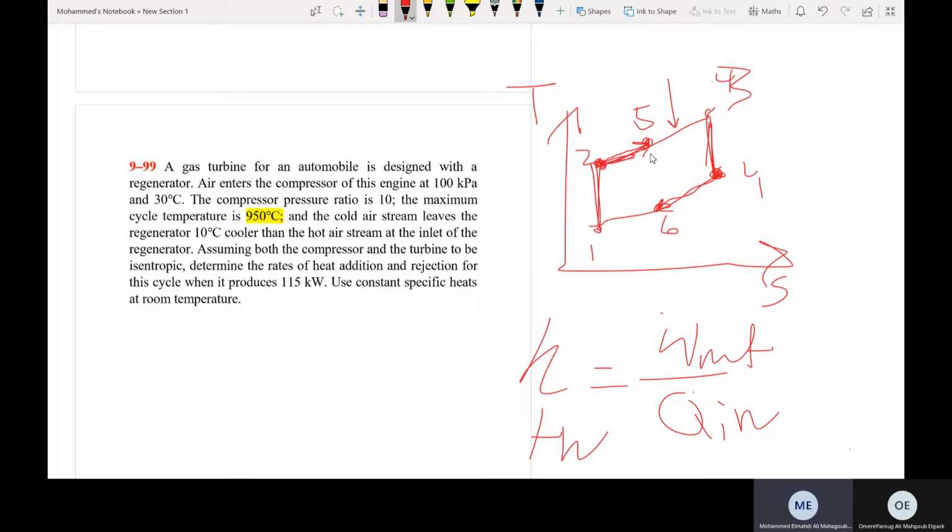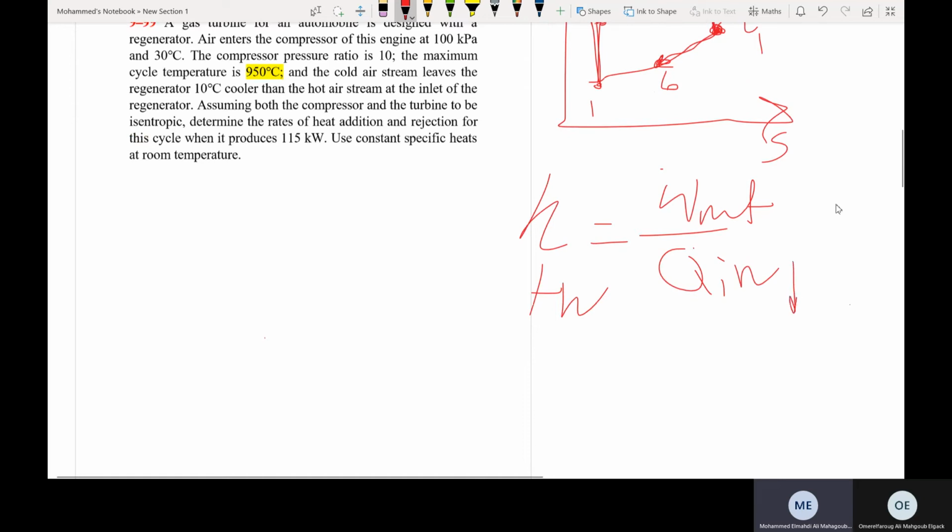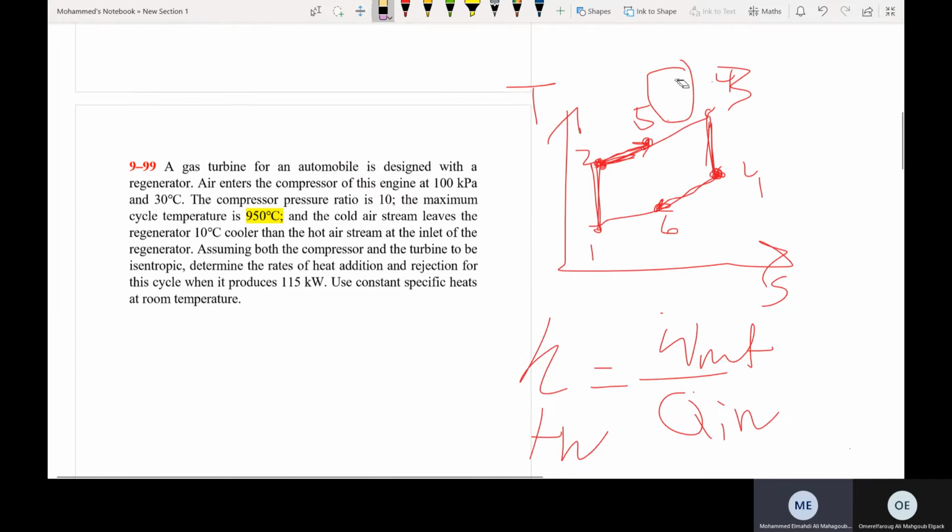If we exchange heat between this point and this point, then this heat addition will take place inside the cycle. It's going to be an internal process, so we don't add the heat here. The heat addition here will not be accounted for, so only this fraction. So we decrease the heat addition, which means that we are increasing the thermal efficiency. That's about the theory. Let's just solve the question directly.